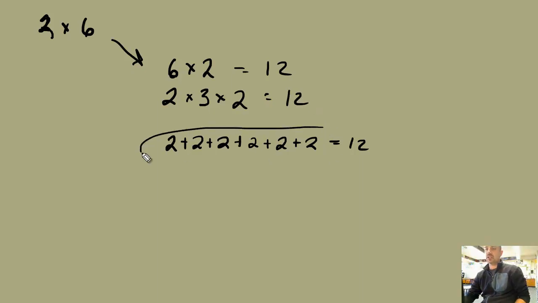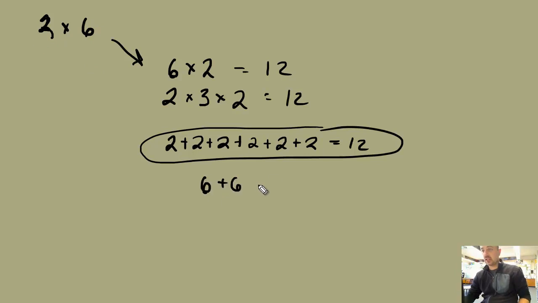What I want to kind of focus on today is this repeated addition. I can get to that same answer just by saying, okay, well, this is 6 groups of 2, or 2 groups of 6, really. It could be 6 plus 6. So let's take a look at a fraction problem then. Let's take a look at 2/3, and we're going to multiply that by 6. So we want 2/3 of 6.